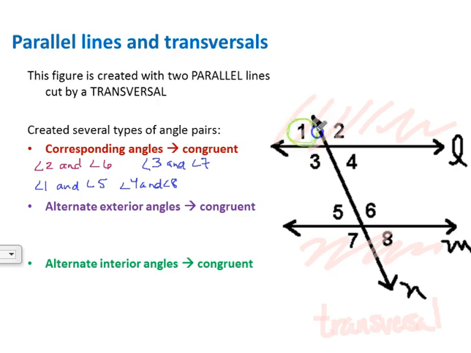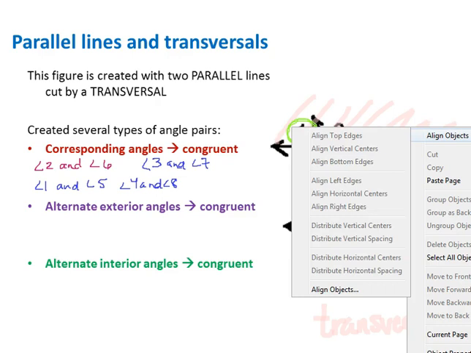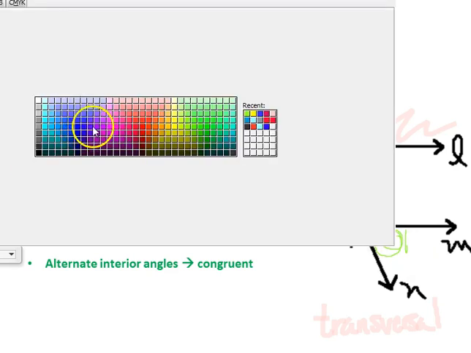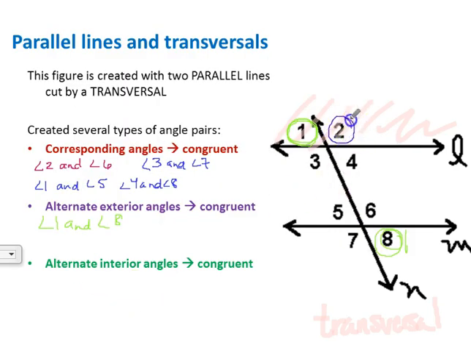So angle 1 and angle 8 are an example of alternate exterior angles. They're on the exterior of our two lines, L and M, and then they alternate on different sides of the transversal. So angles 1 and 8 are alternate exterior angles. There's only one other set of alternating exterior angles, and that's angles 2 and 7.